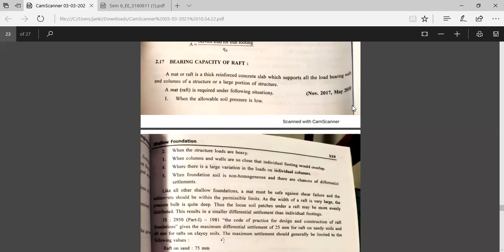First is when the allowable soil pressure is low. Second is when the structure loads are heavy. Third is when columns and walls are so close that individual footings would overlap. Fourth, where there is a large variation in the loads on individual columns. And the last reason is when the foundation soil is non-homogeneous and there are chances of differential settlements.